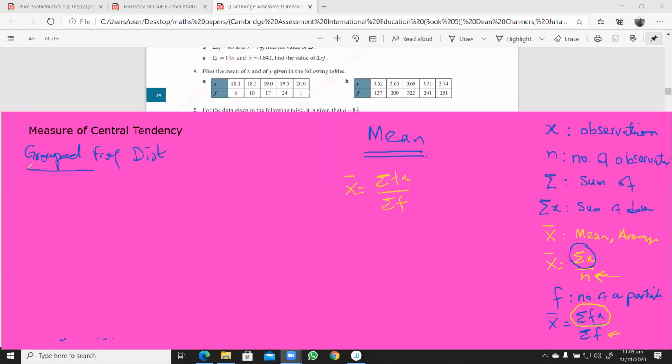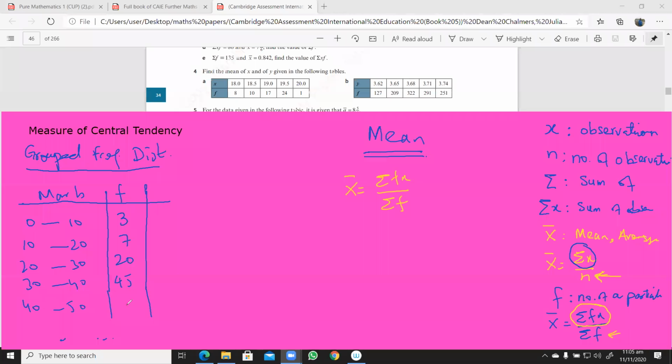Now this is for a very large number of data, and we can use this for both continuous and discrete data. Suppose I have taken a test, and your marks are between 0 and 10. Here is the frequency. Three people get marks between 0 and 10, from 10 to 20 there are seven students, from 20 to 30 there are 20 students, from 30 to 40 we have 45 students, and from 40 to 50 we have 15 students.